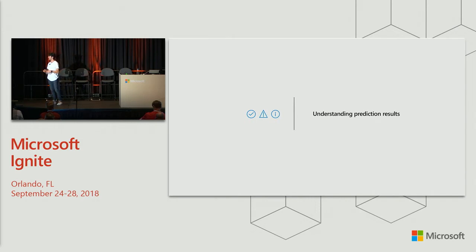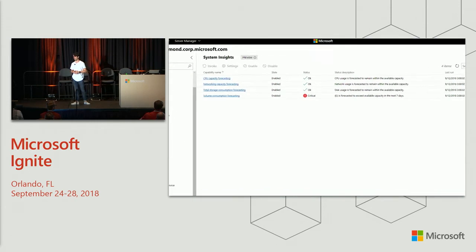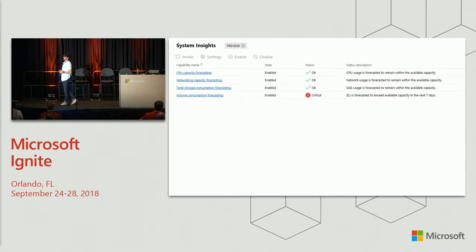Next, once you've installed the feature, it's important to understand the prediction results. What do these predictions actually mean once they're invoked? So here you can see the 4 default capabilities. And each capability reports a status and a status description. The status gives you the high-level context for that result. And then the status description gives you a capability-specific explanation of that status. So it provides the right contextual info to actually understand what that status means.